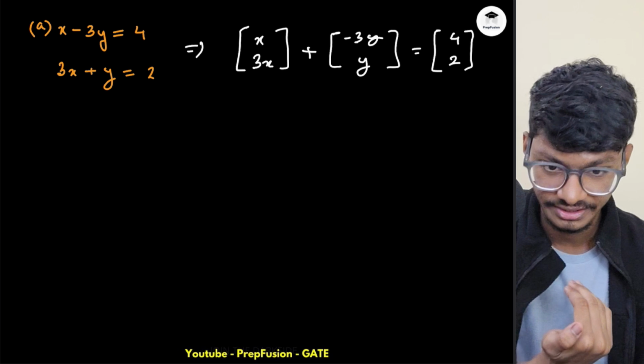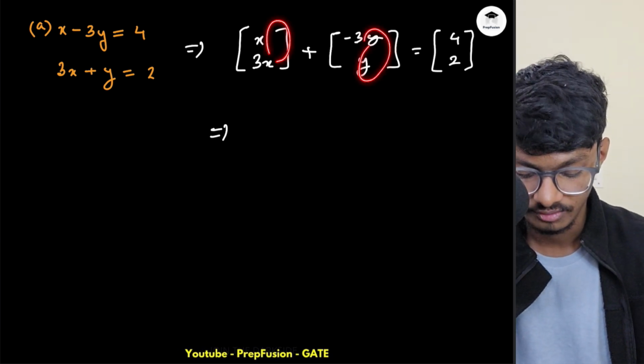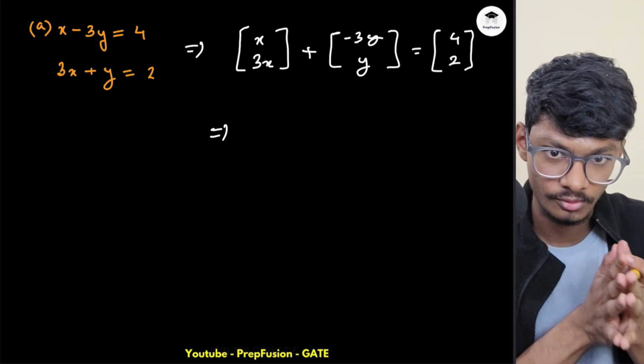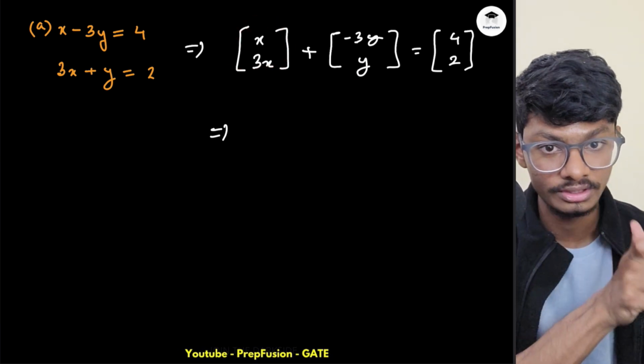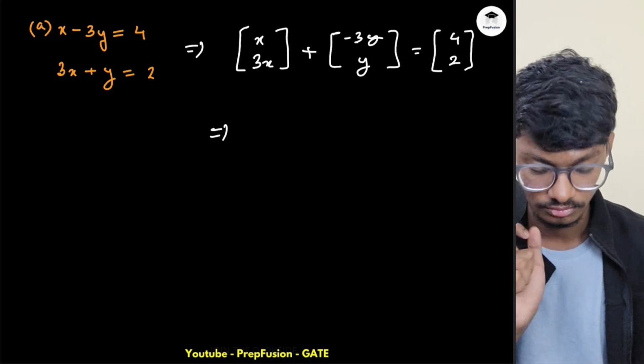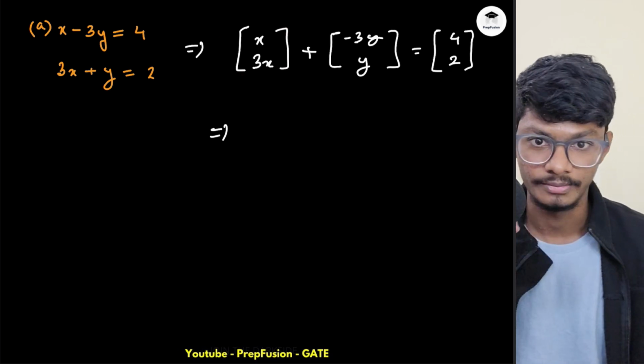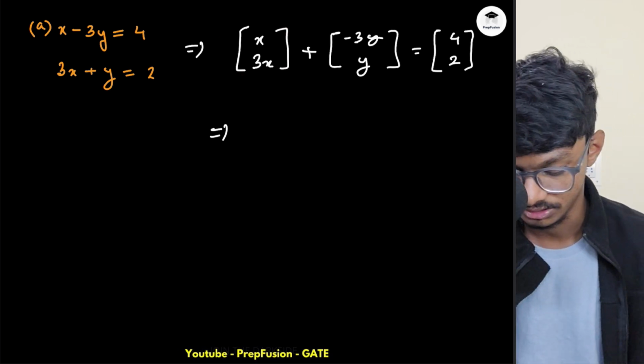Now can we simplify it further? If I simplify it further, I can take x common over here, and I can take y common over here. We can take common things out of a matrix only if it is present in all the elements of the matrix. Only then can we take some variable out as common. I hope you understand this simple common thing.